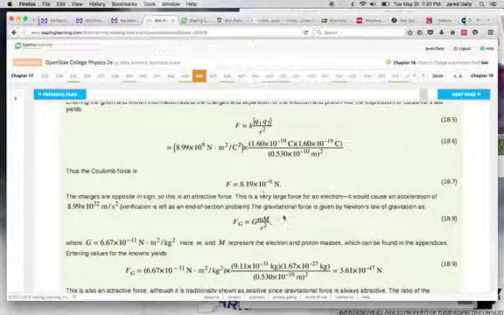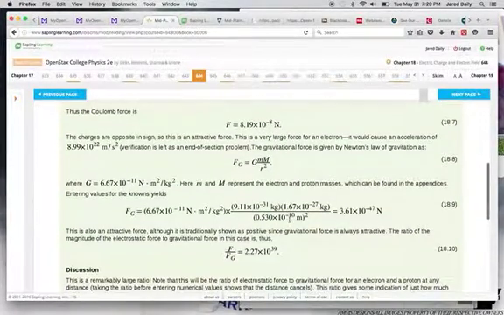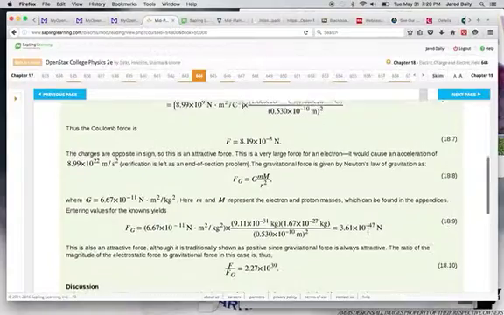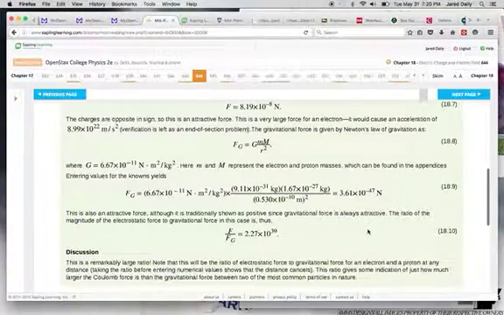Pretty small force. But the gravitational force ends up being so much smaller. 3.61 times 10 to the minus 47 newtons. It's much, much smaller. Gazillion times smaller. And so you can see here the ratio is quite large. The force due to electrical, the force due to gravity. Electrical force is very much stronger than gravitational force.